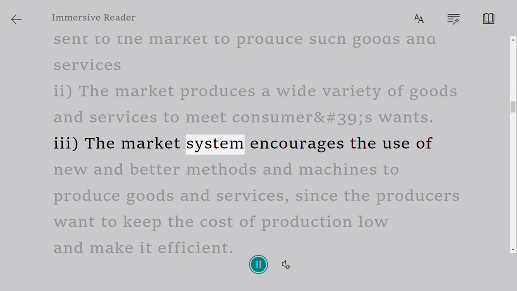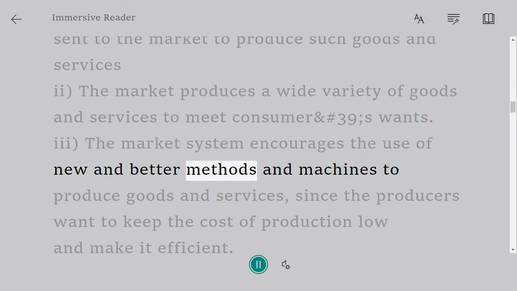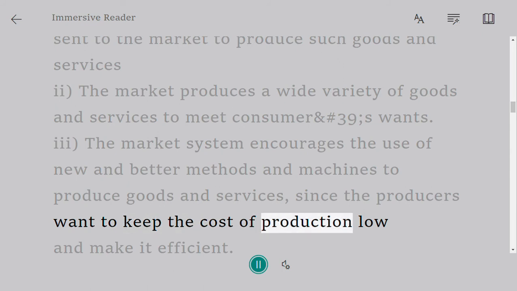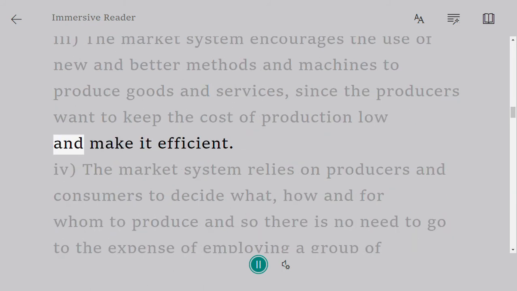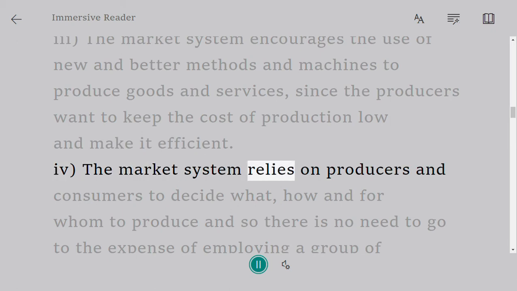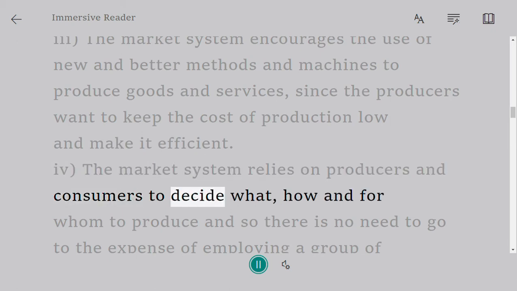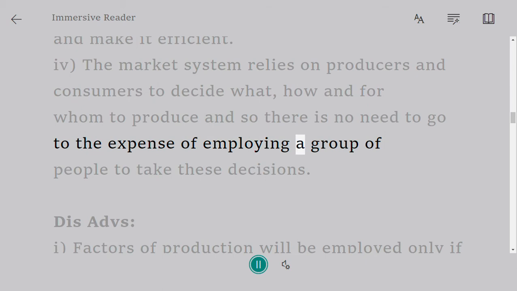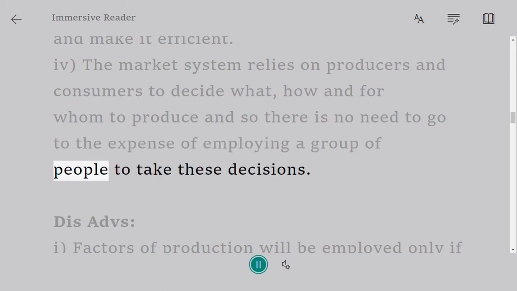3. The market system encourages the use of new and better methods and machines to produce goods and services, since the producers want to keep the cost of production low and make it efficient. 4. The market system relies on producers and consumers to decide what, how and for whom to produce, and so there is no need to go to the expense of employing a group of people to take these decisions.